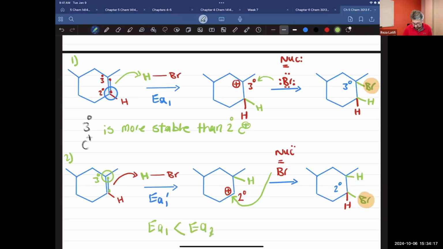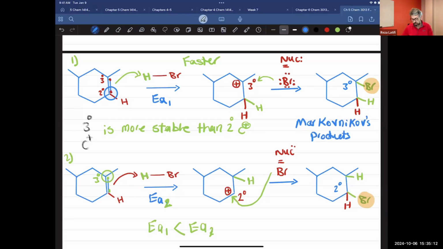Let's call this one the second reaction. In that case, that means the first reaction is going to be faster. So this reaction will be faster. This type of selectivity, we call it Markovnikov. Markovnikov says add the acidic hydrogen to a carbon that has more hydrogen in order to get a carbocation with higher order. So this product will be the Markovnikov product.